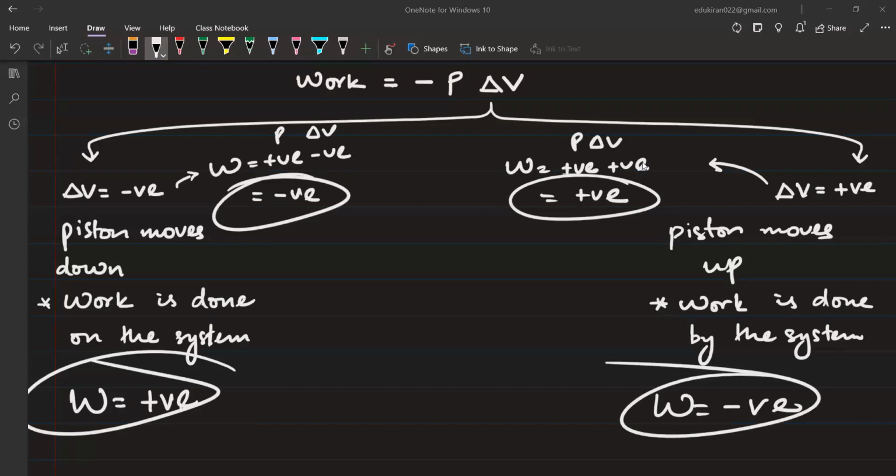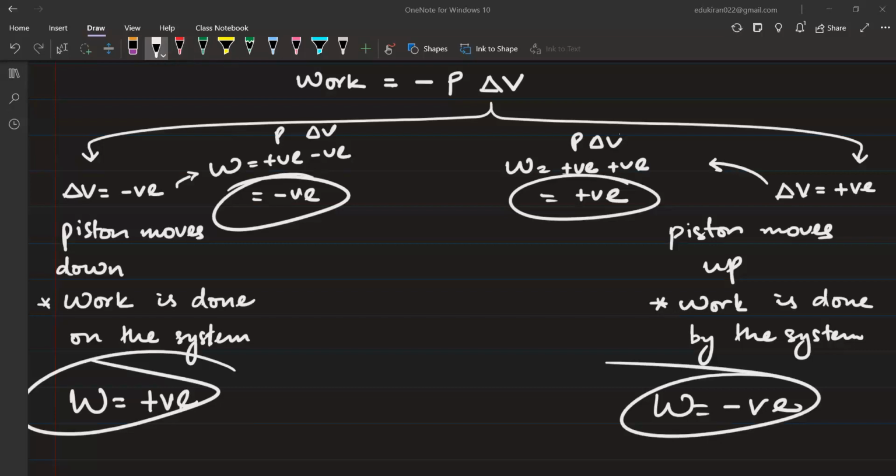Tell me guys, yes or no, please tell me. All of you understood this? Yes, sir. Okay. So we do a bit of change in the formula of work to get the work as positive or negative.